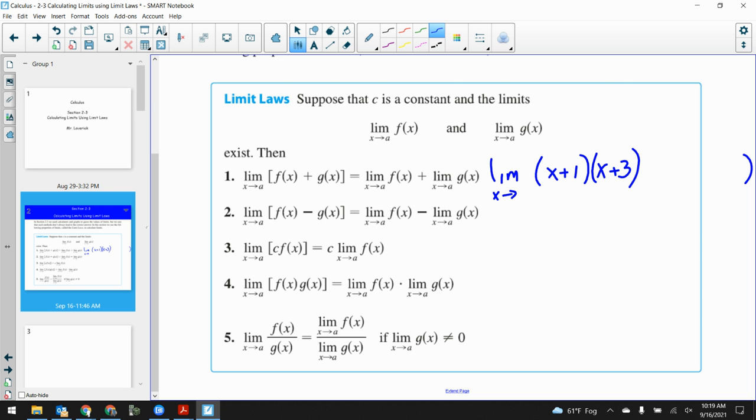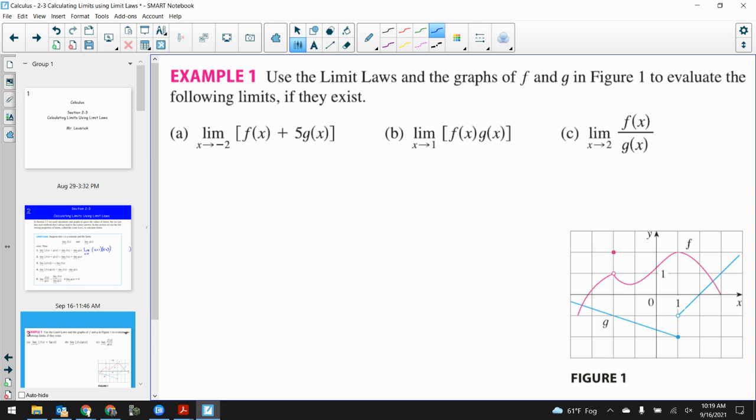All right, so let's calculate some. Use the limit laws and the graph to evaluate the following limits. See, right now, the only way we know how to find the finite limit of something is to look at its graph, right?